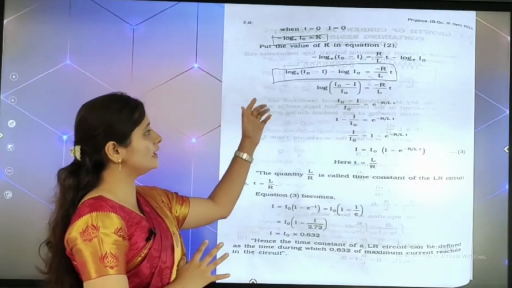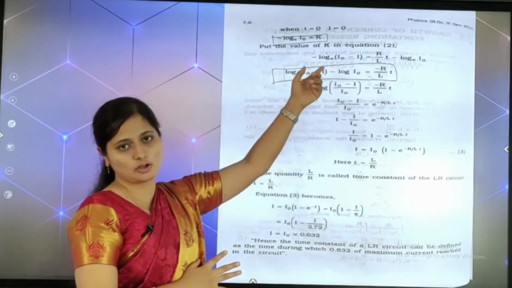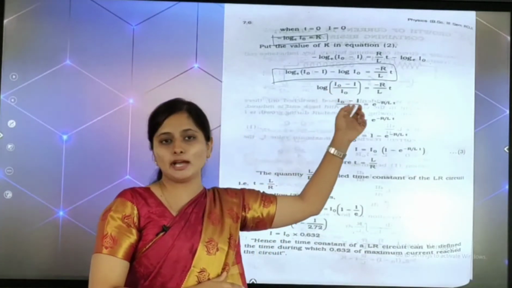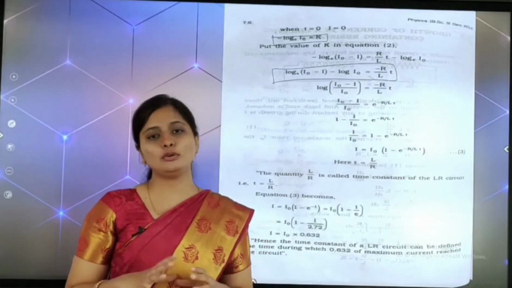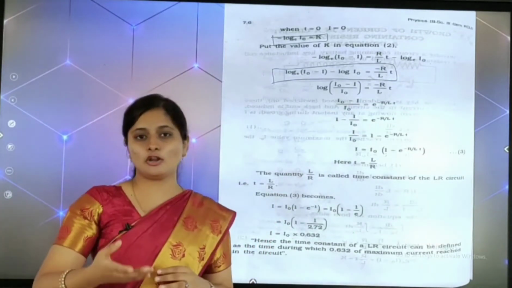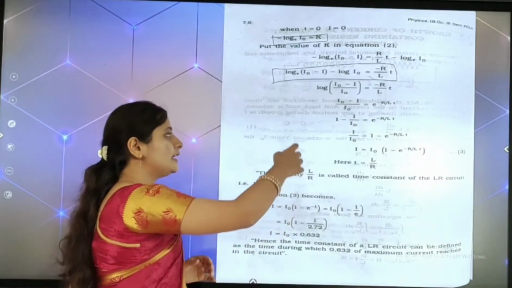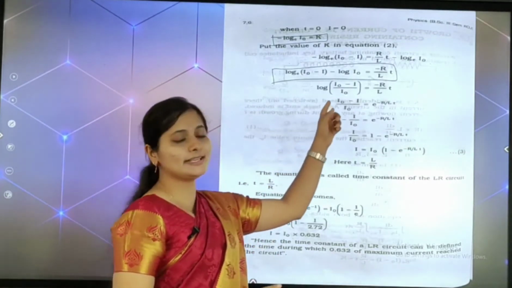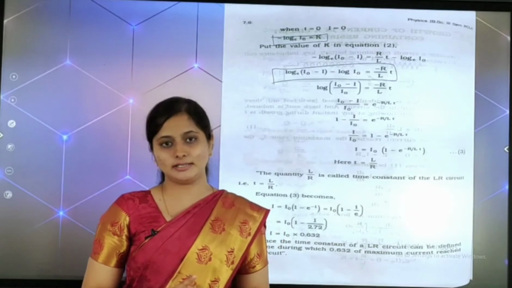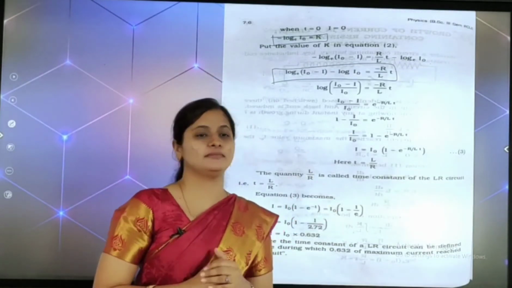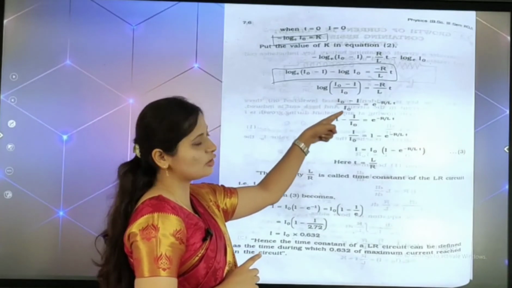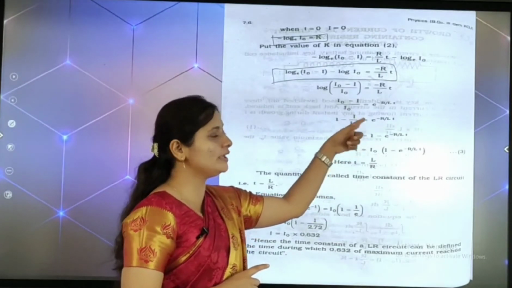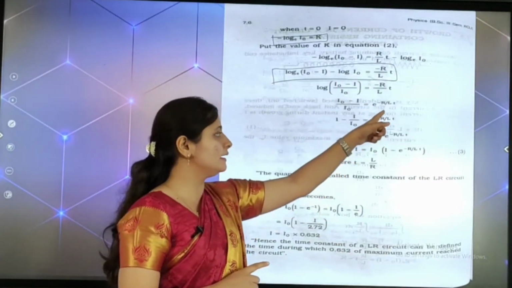Next, log a minus log b, we can write as log a by b. So log of I naught minus I divided by I naught is equal to minus R by L into t. Next, removing the log, what will we get? We will get I naught minus I divided by I naught equal to e raised to minus R by L into t. Next, separate the division: I naught by I naught we will get 1, minus I by I naught is equal to e raised to minus R by L into t.